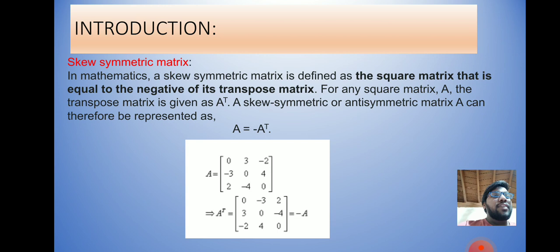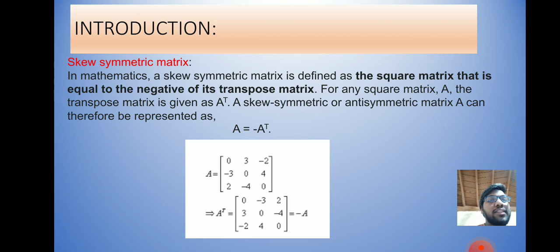What is a square matrix? A square matrix means the order should be the same, the rows and columns should be the same. The transpose means the columns are interchanged to rows and rows are changed to columns, that is transpose. If A is equal to minus A transpose, that is a skew symmetric matrix. If A is equal to A transpose, that is a symmetric matrix. In this topic we discuss the skew symmetric matrix, which is A is equal to minus A transpose.